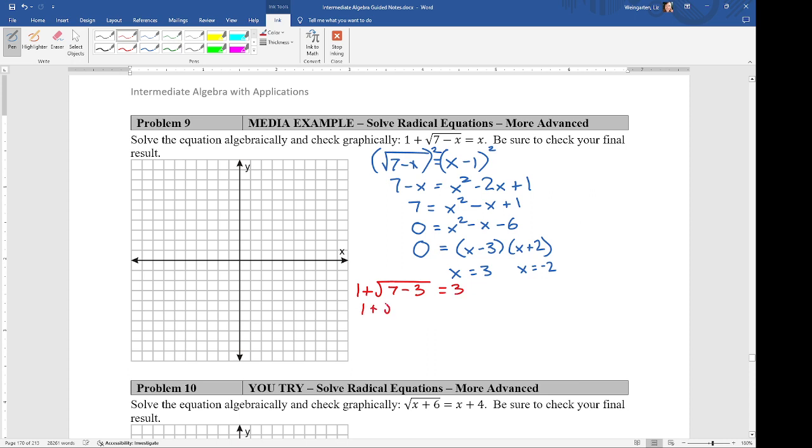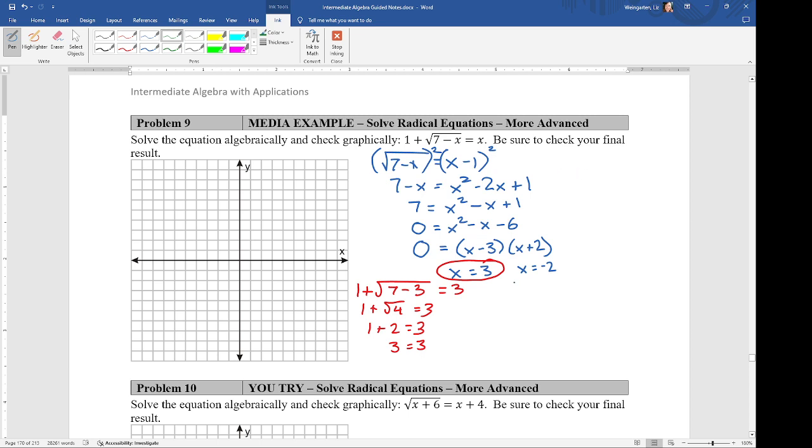1 plus the square root of 4 equals 3. 1 plus 2 equals 3, and 3 does indeed equal 3. So this is a solution. Now let's verify and see if negative 2 could also potentially be a solution.